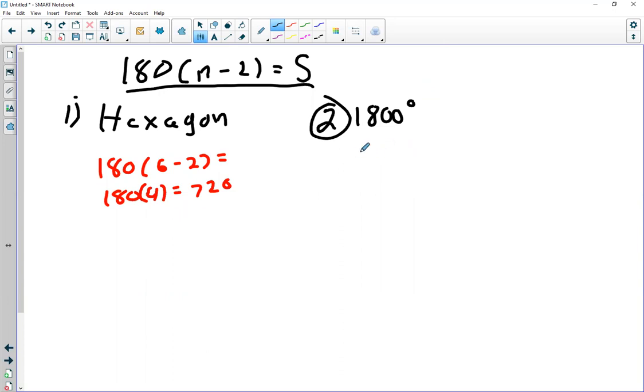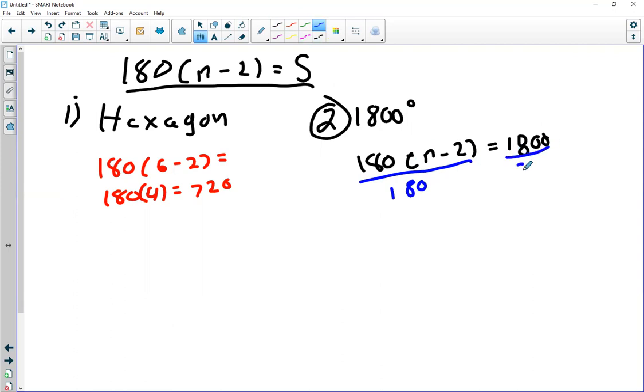All right. So the second part, I could give you in reverse, where I give you the total. So what we're going to do is 180(n − 2), where I'm trying to find how many sides it has, equals 1800. Instead of distributing, to make my life easier, I'm just going to divide by 180 to start off. N − 2 equals 10. From there, I'm going to add 2 on both sides. N equals 12.